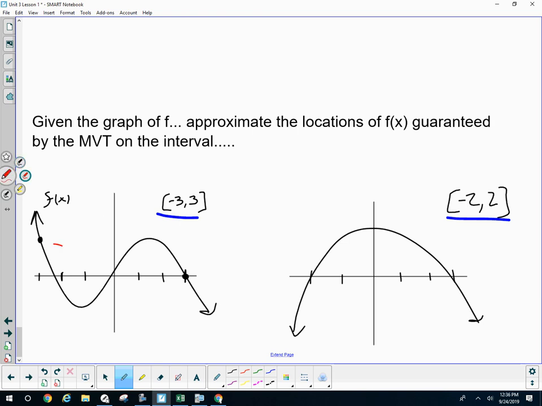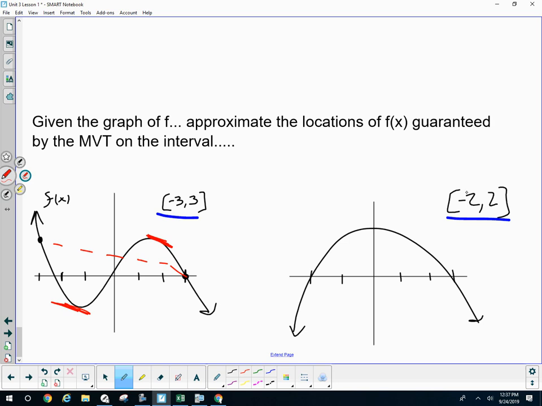You can visualize the secant slope. And then you're thinking, oh, when is my tangent slope equal to, or when will I have parallel tangent lines to that secant line? Approximate those locations. If you are able to sketch this, you know what you're doing.